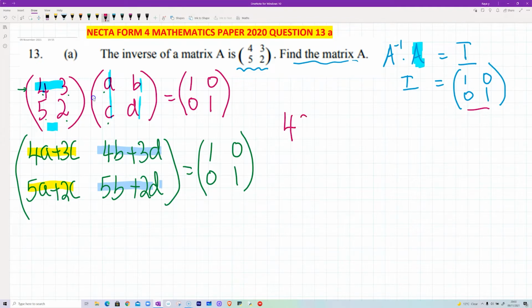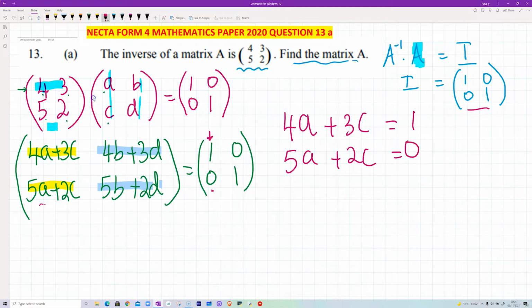So what do we have? 4A plus 3C is equal to this number here, 1. And then 5A plus 2C is equal to this number here, 0. We can call these equation 1 and equation 2. We can solve them simultaneously any way you like. I'm going to use the method of elimination.